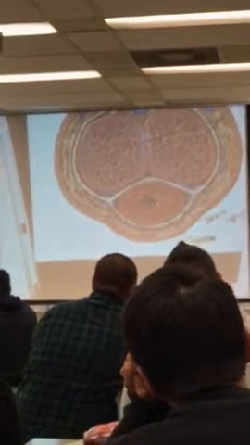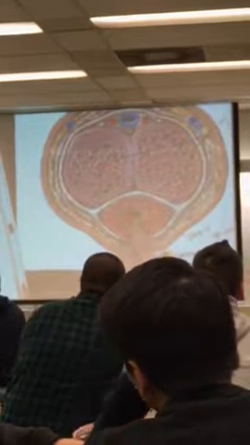When we look at the penis cut on cross-section, this would be the normal view. The two corpora cavernosa are dorsal, and the single corpus spongiosum is ventral, containing the urethra.